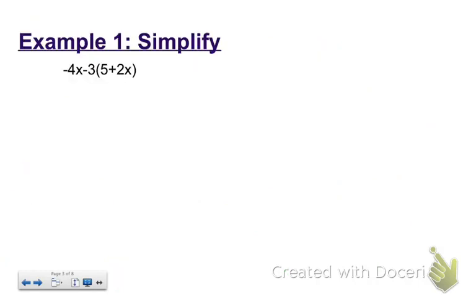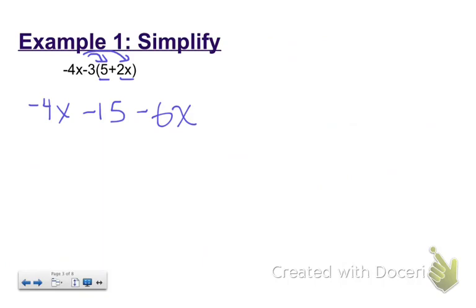Okay, first example, simplify. So in this case, because there's different terms, not like terms, inside the parentheses, we're just going to go ahead and distribute. We don't need to combine. So I'm going to bring down the -4x. -3 gets distributed to the 5 and to the 2x. So -3 times 5 is -15. And -3 times 2x is -6x.